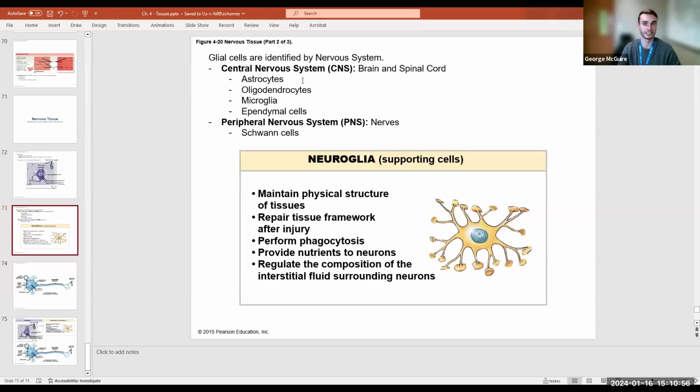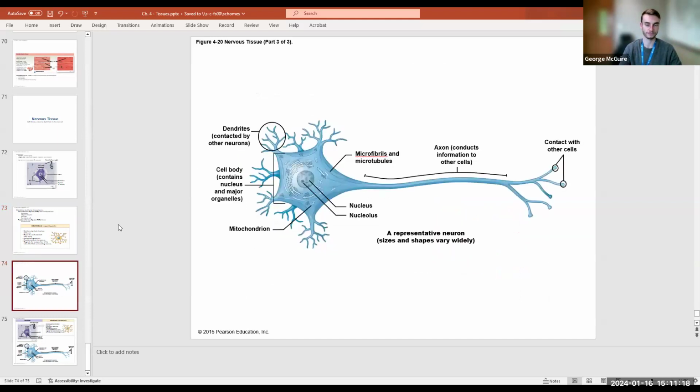So the glial cells of the central nervous system, the CNS, are astrocytes, oligodendrocytes, microglia, and ependymal cells. Not going into depth about the structure and function of these just yet, but just introducing you to them. And then in the peripheral nervous system, it's just our Schwann cells. Our glial cells of the peripheral nervous system are these Schwann cells.